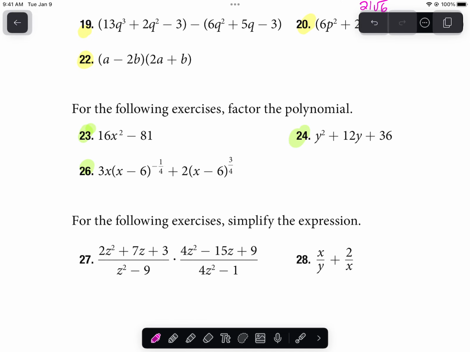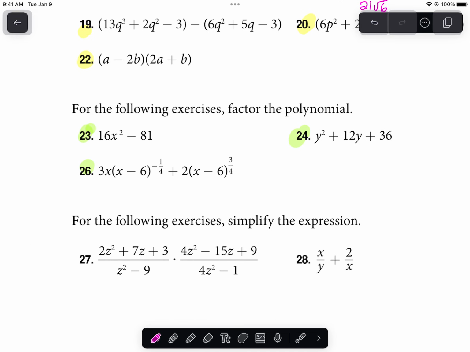For 23, the formula that you want to use, I think I had given it. Didn't I give it to you yesterday? Did you see that formula yesterday? If I didn't, here's the formula. That's the difference of squares, a squared minus b squared, which can factor to be a plus b, a minus b.